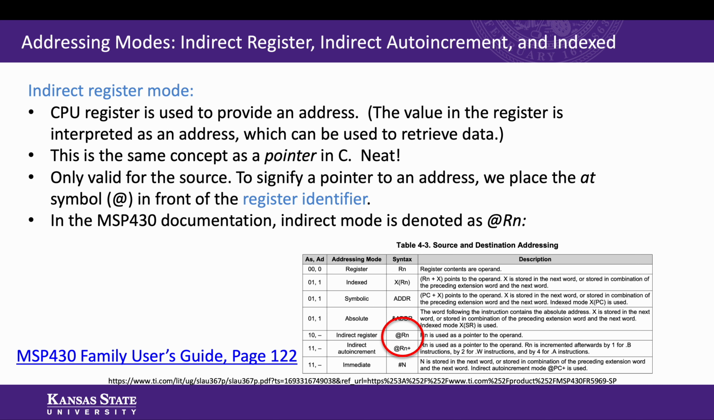This mode of addressing is only valid for the source. To signify a pointer to an address, we're going to place the @ symbol in front of the register identifier, like R4, R5, and so forth. And in the MSP430 documentation, the indirect mode is denoted as @RN. And so here on this slide, you see a snippet from the Family Users Guide, so you can see the @RN in action.